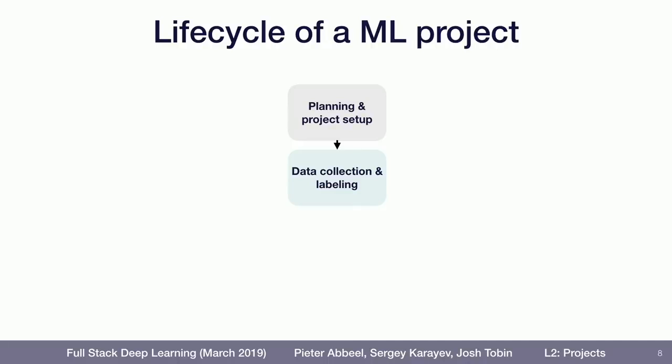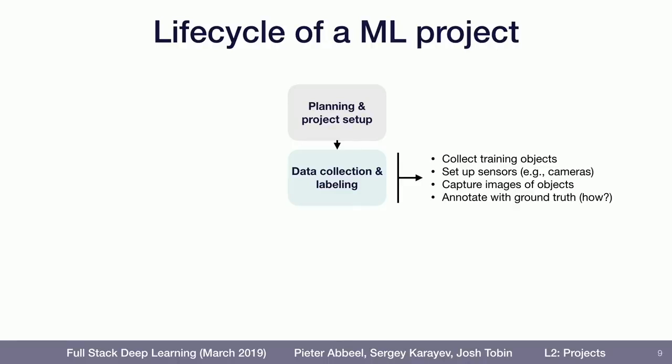Once we've planned the project, then we move into the data collection and labeling phase. And so for Full Stack Robotics, this would be things like figuring out which objects we want to train our model on, collecting them, setting up the sensors that we need, capturing the images, and then somehow figuring out how to label those images with ground truth.